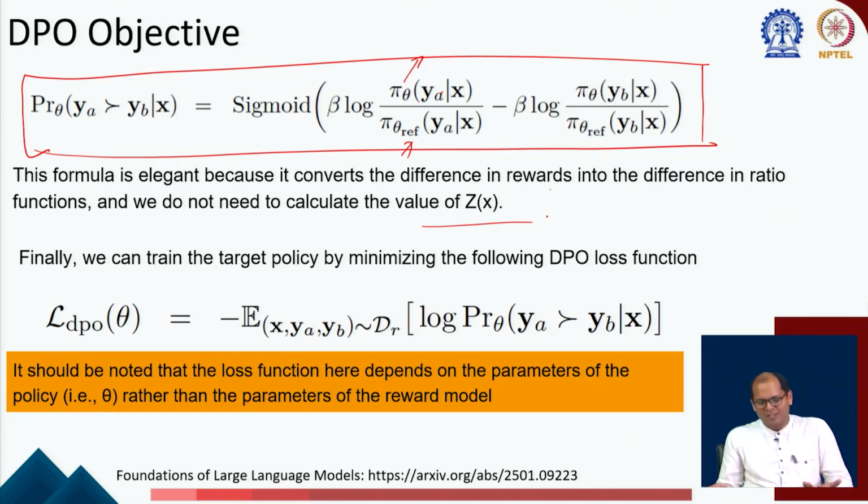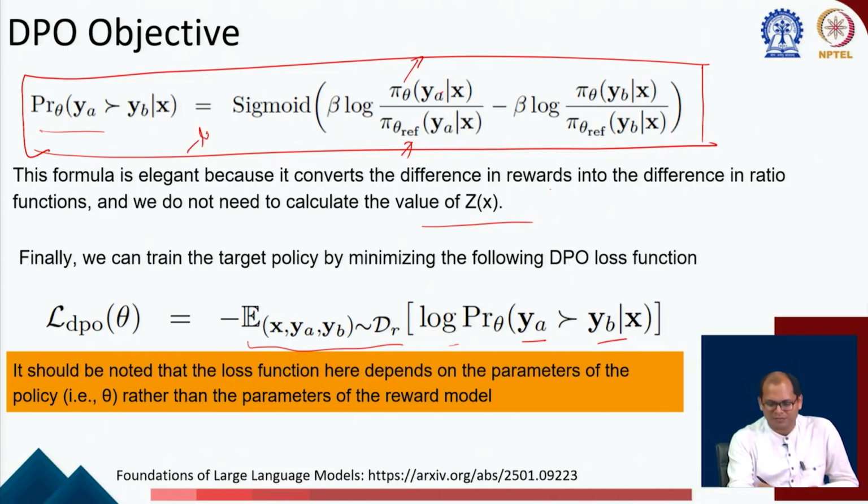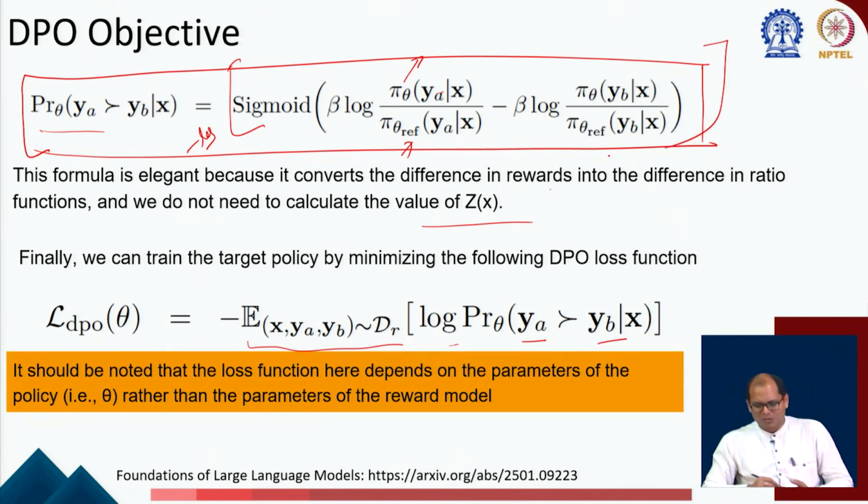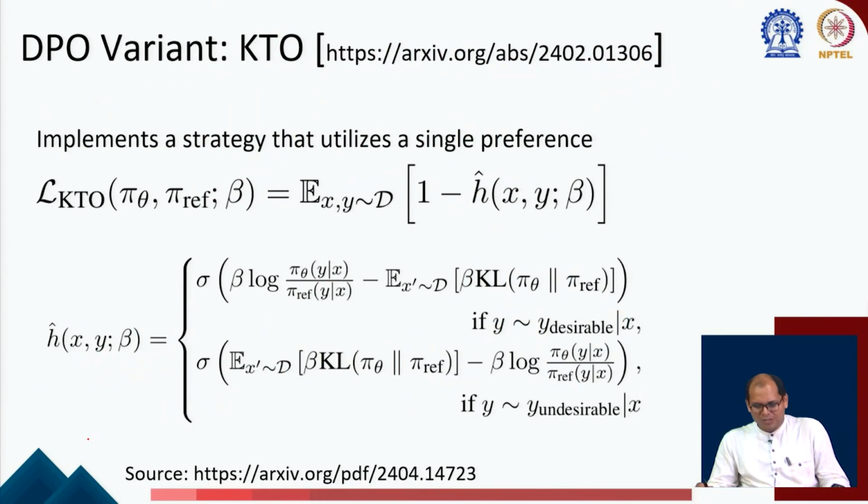So, how do we train my policy? We will say okay, the loss will become minus expected value of log sigmoid, with y a the winning sample and y b the losing sample, like minus log probability of this. So, minus log of this sigmoid. Yeah, so the loss function depends on the parameters of the policy, right, rather than the parameters of the reward model. Good.